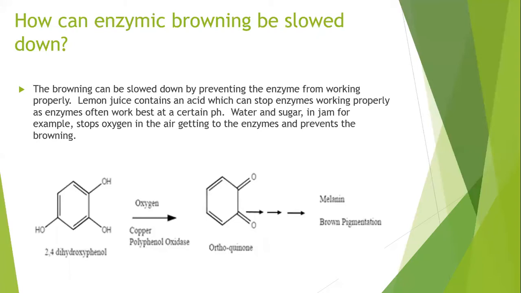How can enzymatic browning be slowed down? The browning can be slowed down by preventing the enzyme from working properly. Lemon juice contains an acid which can stop enzymes working properly, as enzymes often work best at a certain pH. Water and sugar in jam, for example, stop oxygen in the air getting to the enzymes and prevent the browning.